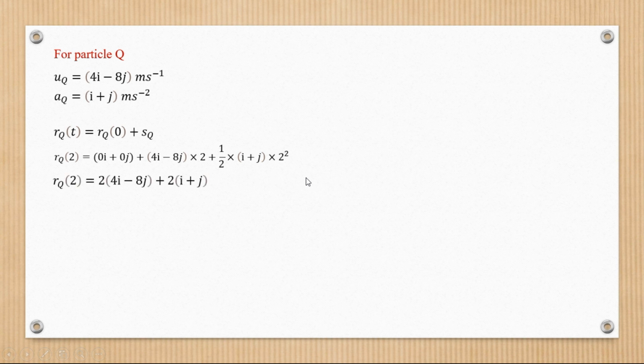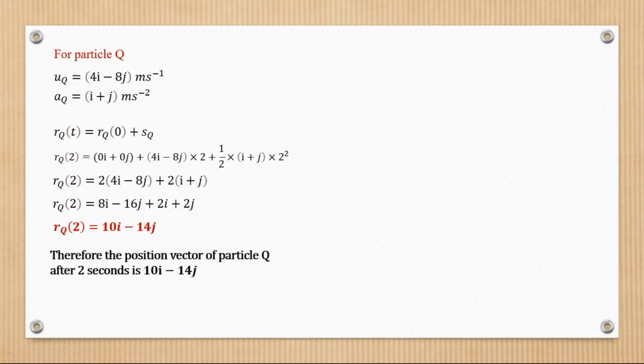So when I calculate those, I have 2 into 4i minus 8j plus 2 into i plus j, which gives 8i minus 16j plus 2i plus 2j, of which the answer is 10i minus 14j. Therefore the position vector of particle Q after 2 seconds is 10i minus 14j.